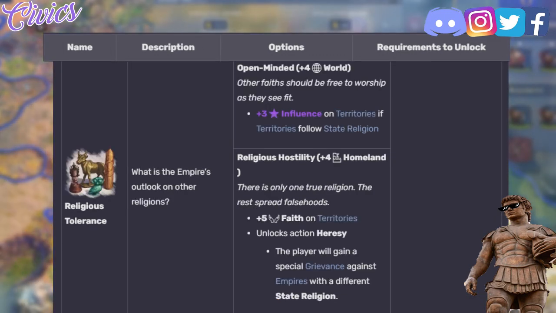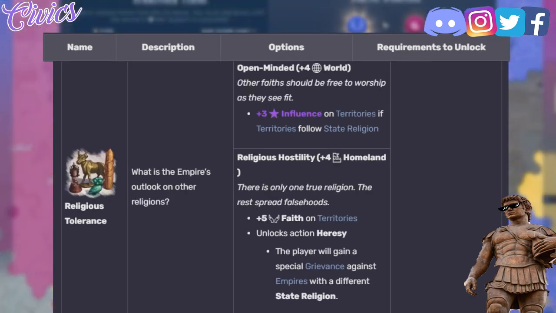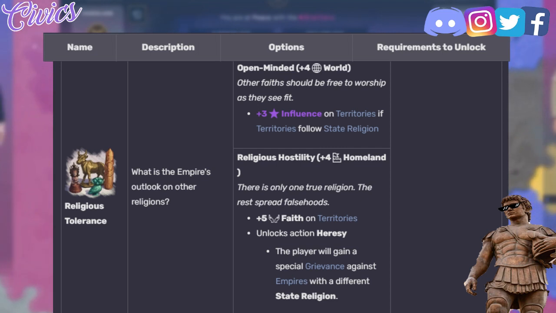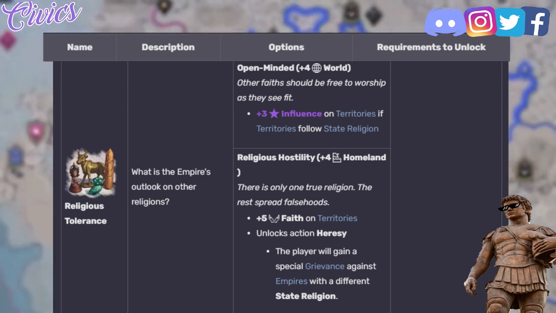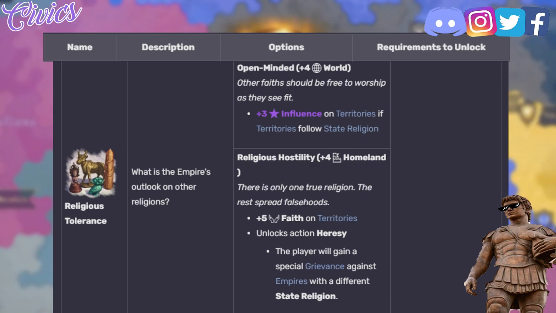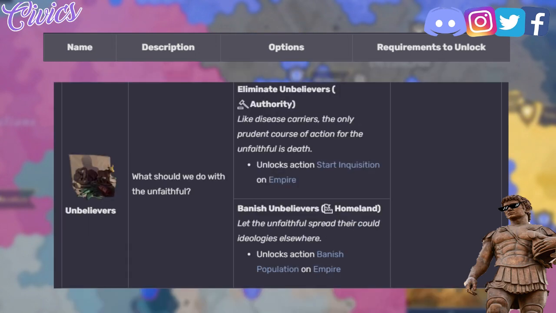Religious tolerance. What is the empire's outlook on other religions? Option A, open-minded, +4 world: other faiths should be free to worship as they see fit. Receive +3 influence on territories, if territories follow state religion. Option B, religious hostility, +4 homeland: there is only one true religion. The rest spread falsehoods. Receive +5 faith on territories, unlocks action heresy. The player will gain a special grievance against empires with a different state religion.